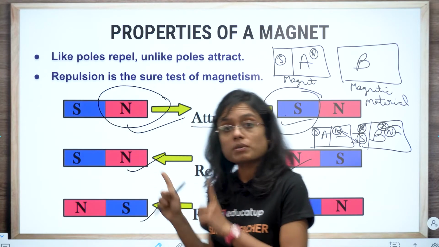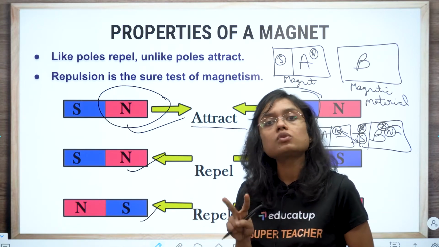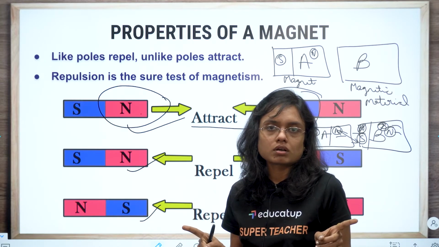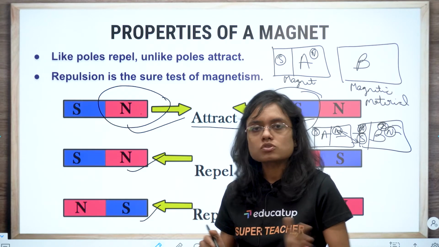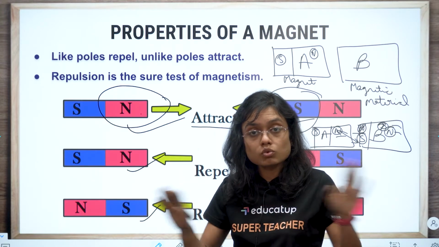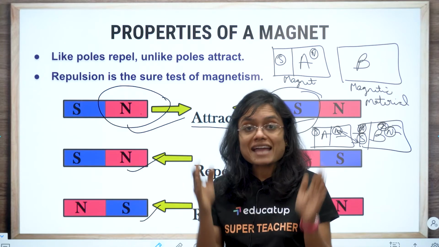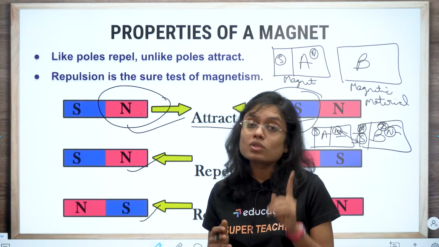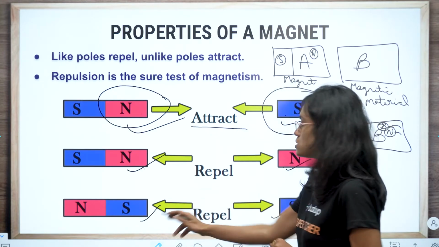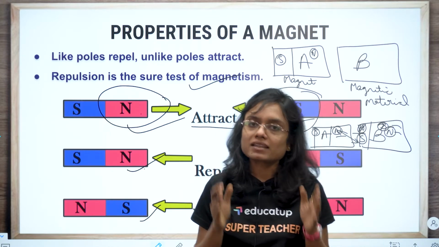But in case of repulsion, repulsion is always shown between only two magnets. Repulsion सिर्फ दो magnets के बीच ही होगा. देखिए अगर नॉन मैग्नेटिक सब्सटेंस होगा तो कुछ होगा ही नहीं, लेकिन रिपल्शन यानी एक दूसरे से दूर जाना, एक दूसरे से डिस्टेंस पे जाना, एक दूसरे के पास ना आना, that repulsion will take place only in case of two magnets and when they are facing the same poles. So that is why repulsion is the sure test of magnetism.